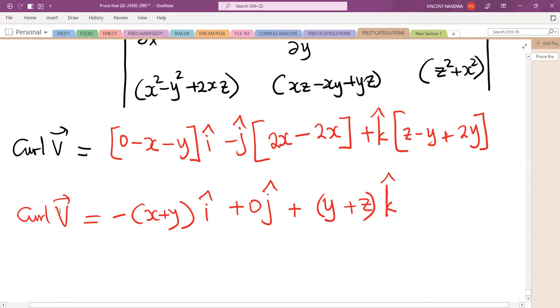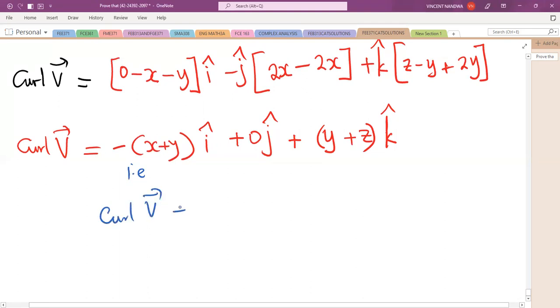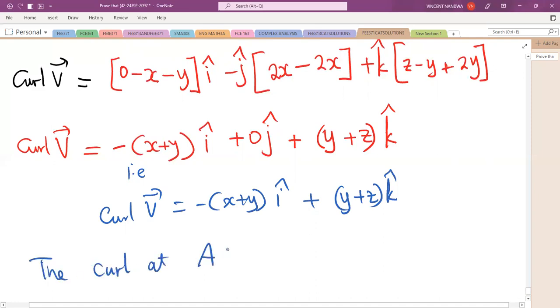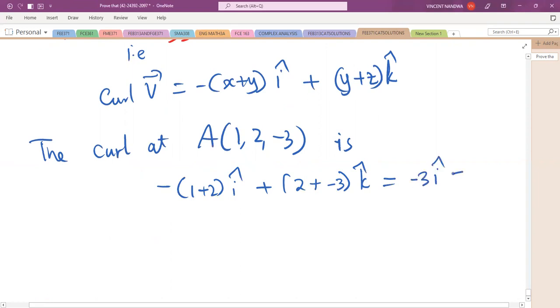Now let's calculate the curl of the vector at the specified points A and B. So this is just the same as saying curl of V is negative X plus Y I plus Y plus Z K. Now, the curl at the first point A, given by 1, 2, minus 3, is, where there's X replaced by 1, Y by 2, Z by minus 3, I'll have minus 1 plus 2 I plus 2 plus minus 3 K, which will be minus 3i, and then minus k.